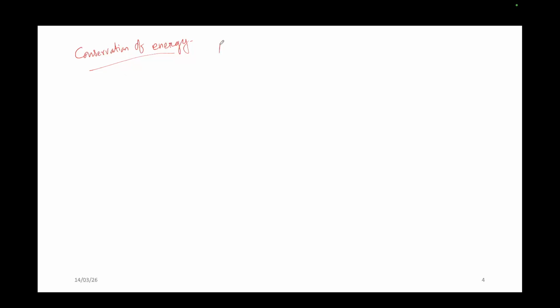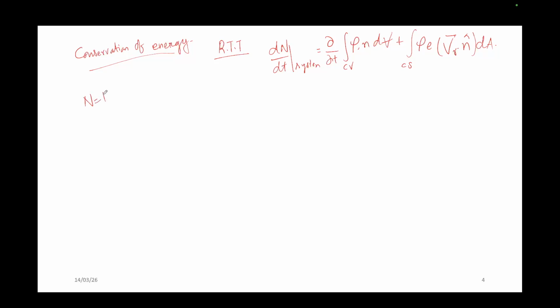Again, similarly, from this RTT equation we have to start. What does this RTT equation state? It is dN/dt of a system, equal to the control volume integral of rho n plus the control surface integral of rho n Vr dot n dA. You remember this equation? For the energy conservation equation, our n should be energy, so small n is energy per mass, which is basically small e. I represented it as small e.